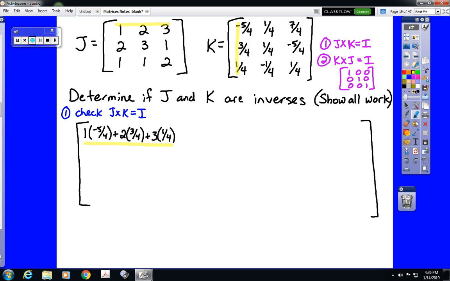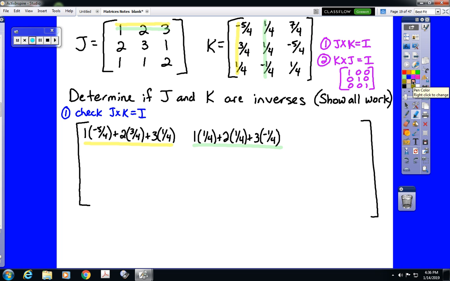So we move on to the next entry, which would be row 1 times column 2. So that would be 1 times 1/4 plus 2 times 1/4 plus 3 times negative 1/4. And that has to equal 0. So we examine that. Well, that's 1/4 plus 2/4, which would be 3/4, minus 3/4, which would be 0.